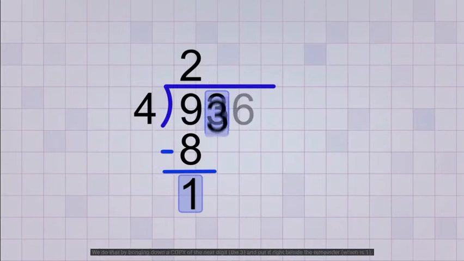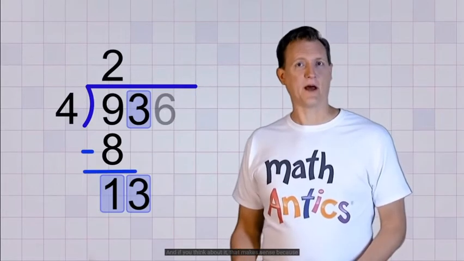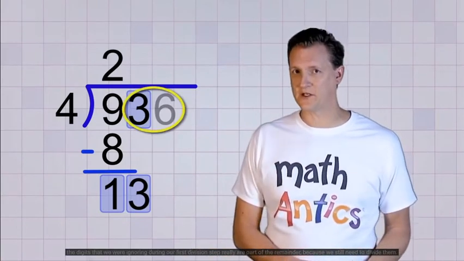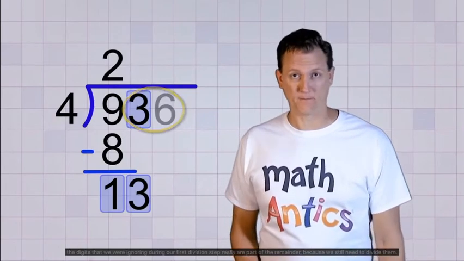We do that by bringing down a copy of the next digit, the 3, and put it right beside the remainder, which is 1. When we do that, it looks like our remainder is 13. It's kind of like our remainder is teaming up with the next digit over. And if you think about it, that makes sense, because the digits that we were ignoring during our first division step really are part of the remainder because we still need to divide them.